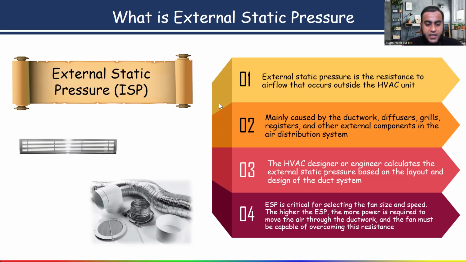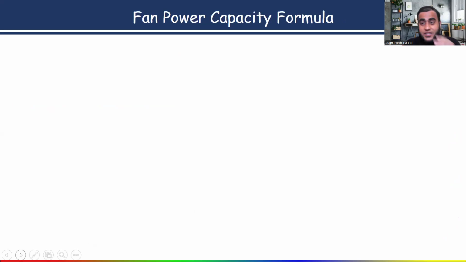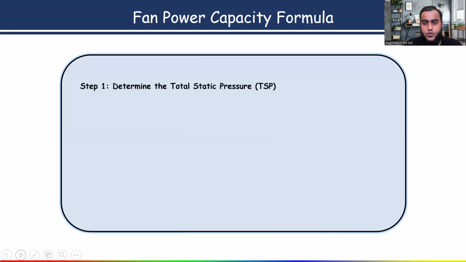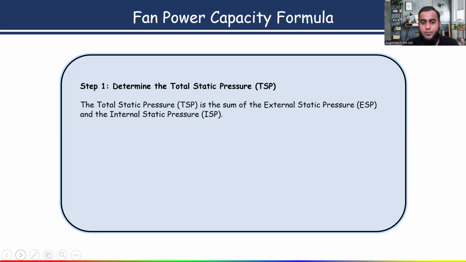Now let's see the process. What is the formula to find out the fan power capacity? Remember the first step. If you want to find out the capacity of any fan, whether it is an exhaust air fan, supply air fan, return air fan, or blower, the first step is to determine the total static pressure. As I told you, total static pressure is the sum of the external static pressure plus the internal static pressure.